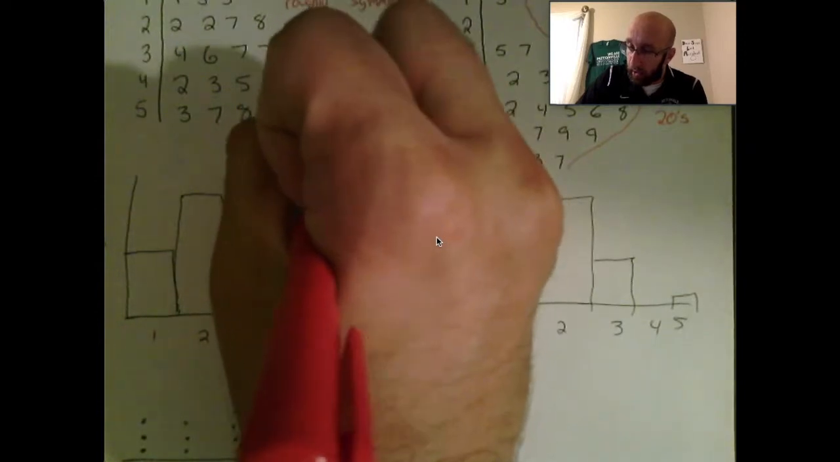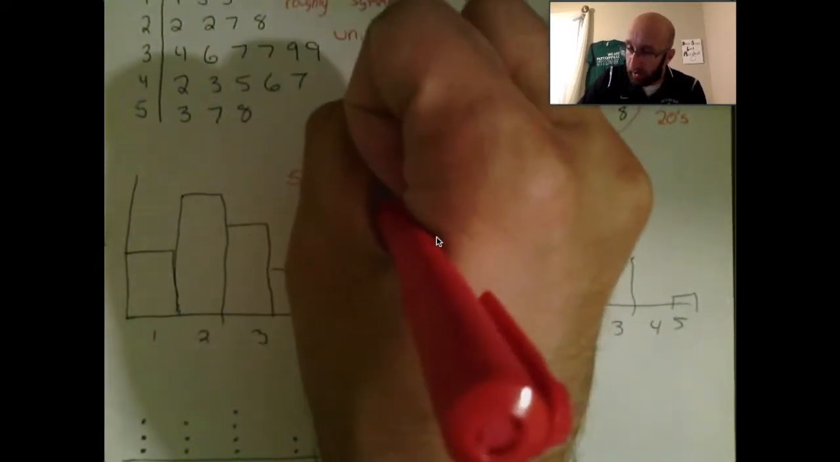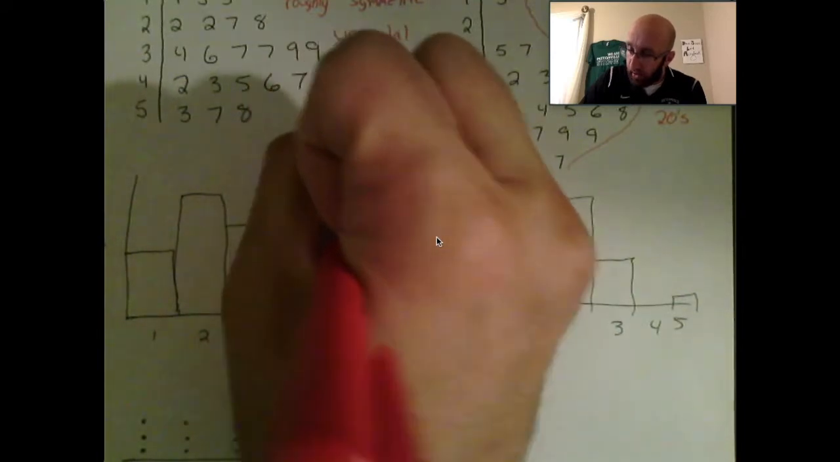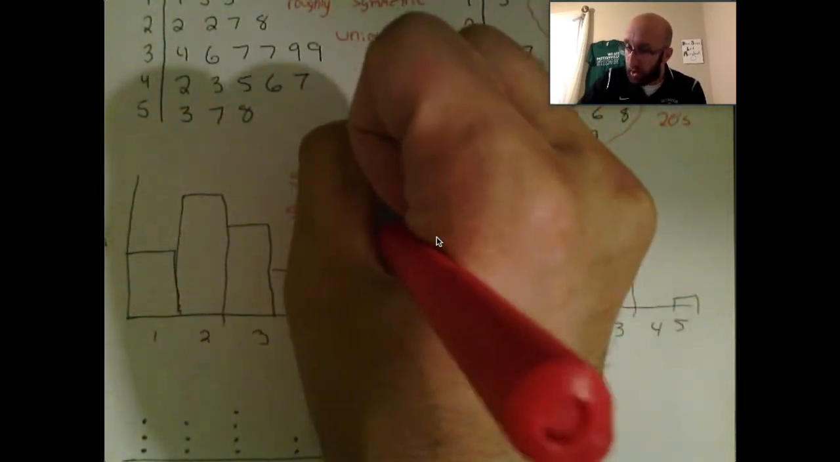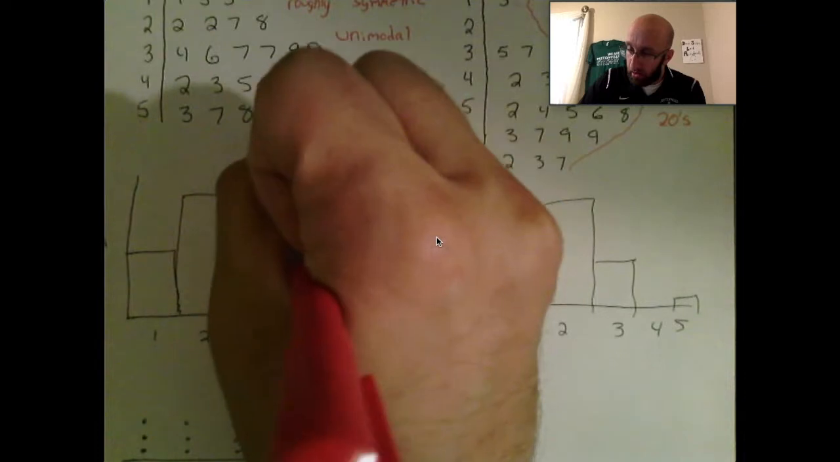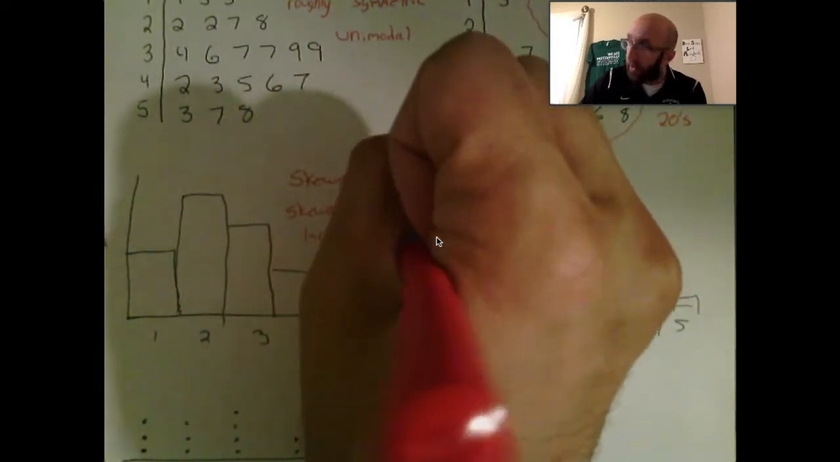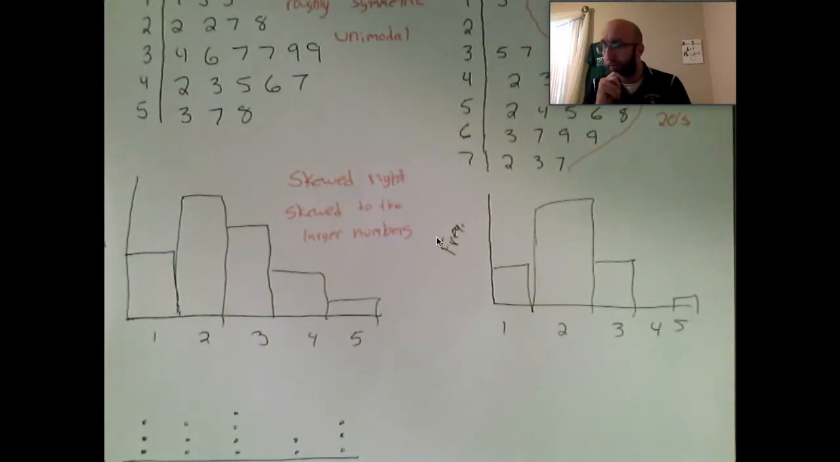So again, I would say the shape of this graph is skewed right, or you could say skewed to the larger numbers. These are the larger numbers. Skewed to the larger numbers is another way of saying that.